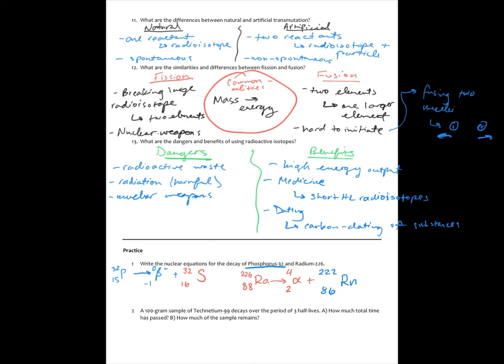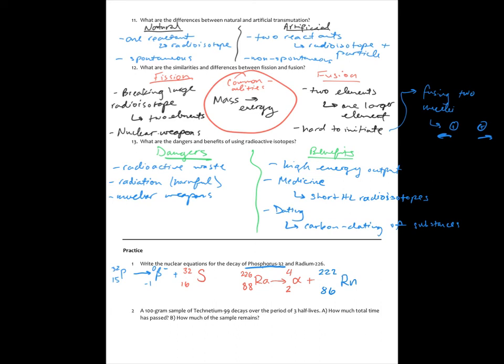Alright, so that's some practice on writing nuclear equations. I hope that was helpful. Now we move on to the last question on half-life. Here we have a 100-gram sample of technetium-99 decaying over the period of 3 half-lives. How much total time has passed and how much of the sample remains? So let's start with part A. How much time has passed?